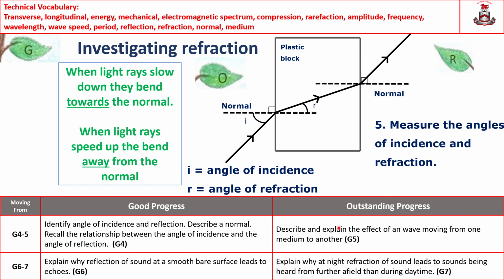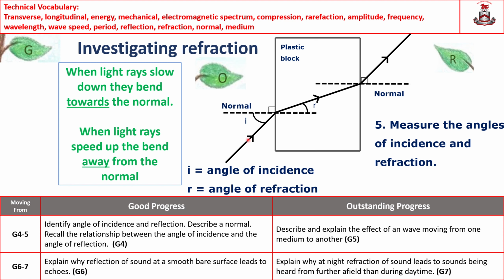When the light ray enters the plastic block, because the plastic block has a higher density than the air, the light ray will slow down. Now I will have some explanations of why this happens when we go back to school, because it's easier to do in a classroom with models in front of you. But for now, what you need to know is here's my normal line going through the surface of this block, right?